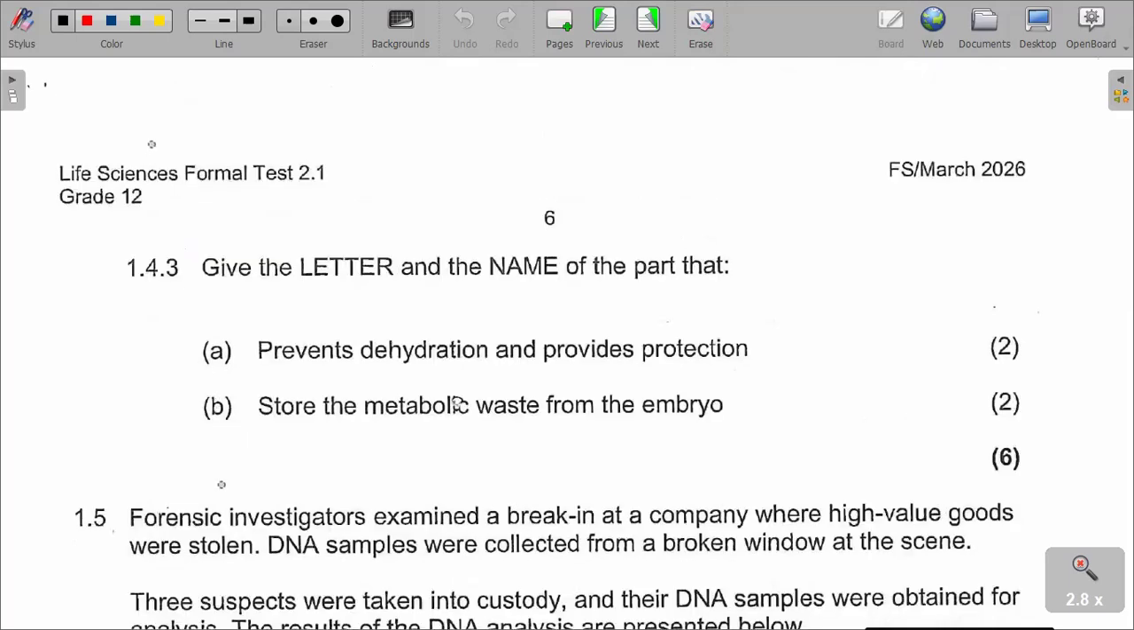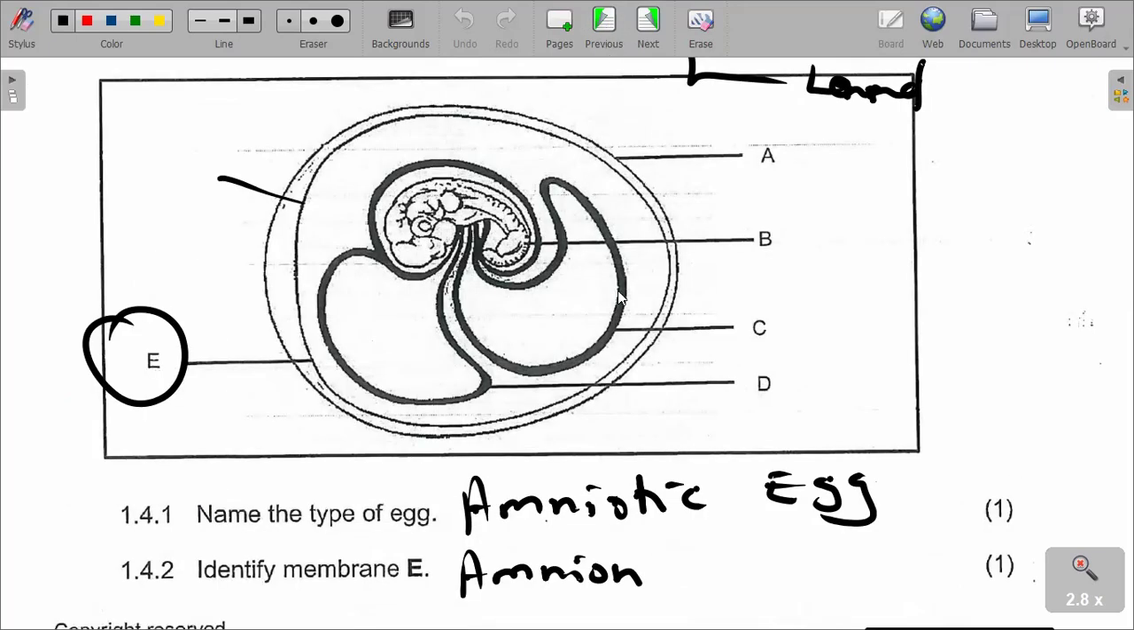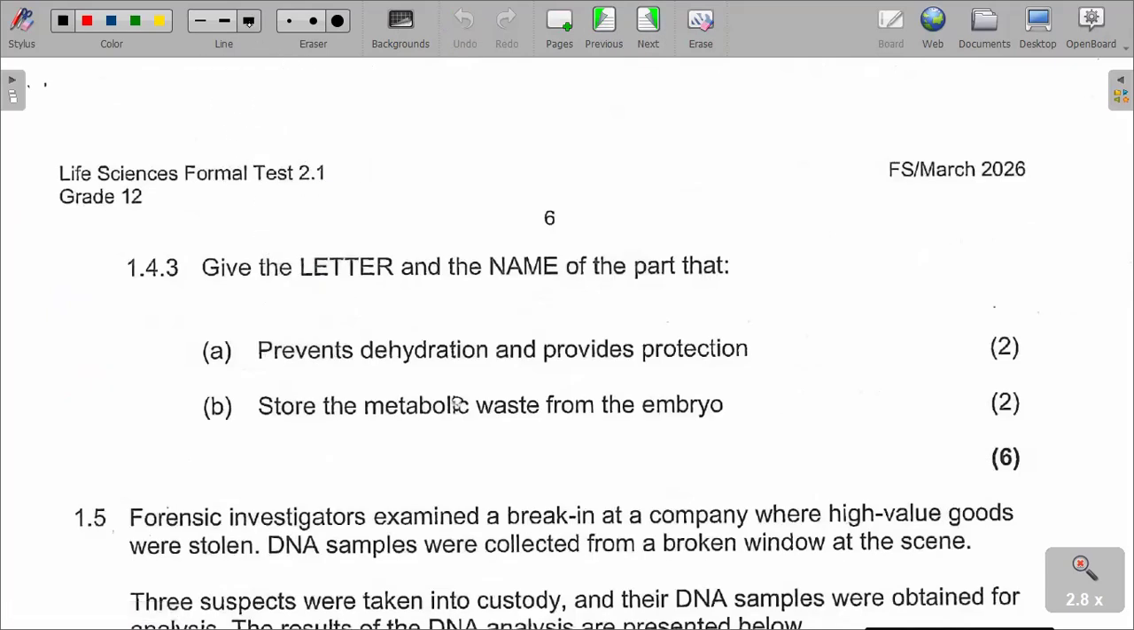1.43. Give the letter and the name. We are saying it is the amnion. So the amnion is letter E, and also it is the what? The amnion again. It keeps on being asked. It is E, which is the amnion as well. So the answer is what? It is E, amnion, and it is letter E.